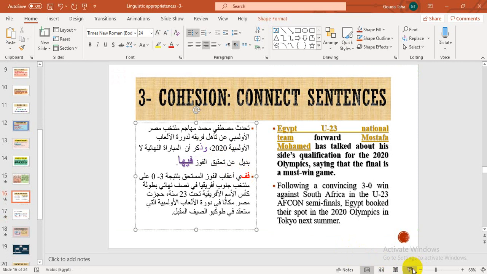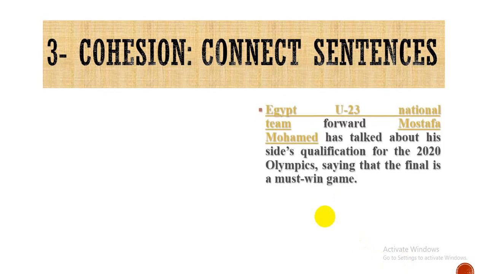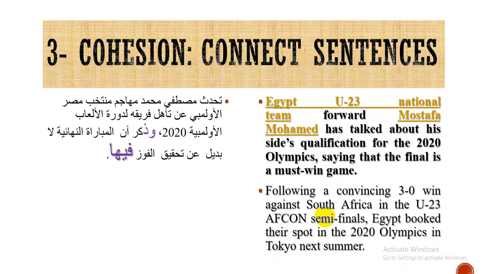So لا بديل عن تحقيق الفوز فيها. So here we have to add a pronoun, for example, or use a conjunction to make this text sound like natural Arabic. In fact, adding these two functional items doesn't affect the meaning involved in the source text. So if we compare this and this, we almost have the same meaning.